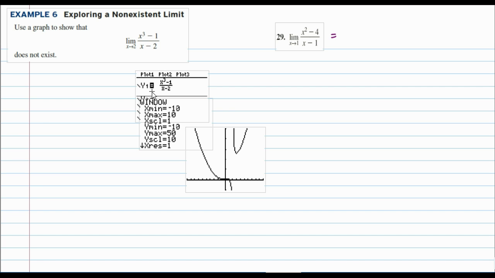So here, the directions kind of give it away. They say use a graph to show that the limit as x approaches 2 of this value does not exist. You would tell me what you put into y1, the window, and draw a little sketch of the graph. But another thing we learned in pre-calc is that it's really important to show graphically and algebraically that things line up to make sure that we're right. So let's look at this algebraically.